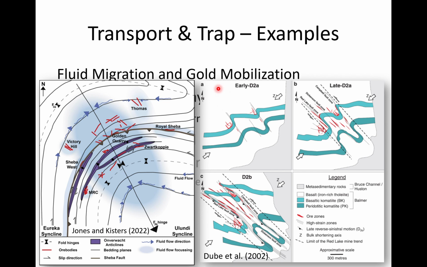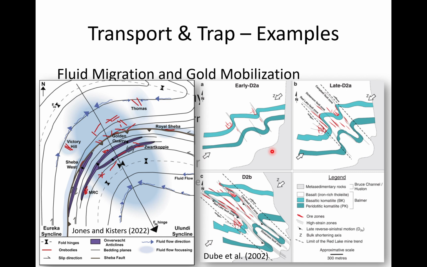This figure is from Dubé et al., 2002. It shows a schematic structural evolution model for Campbell Red Lake gold deposits during progressive D2 deformation. This figure elegantly illustrates both the transport mechanism, how fluids move into a zone, and the trap mechanism, for example, how structures cause gold to precipitate and concentrate. We have three panels here. Panel A is the early D2A stage, initiation of transport pathways.